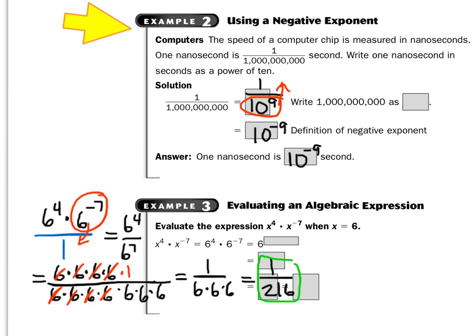Okay, so the first thing we do is write it out. And then we're going to strike out anything that matches. So 6 divided by 6 makes a 1. So these two cancel out, and these two cancel out, and these two cancel out, and these two cancel out. Now remember, I put my invisible 1 here. There's always a 1 outside of the pool, and there's always a 1 inside the pool. Okay, so that gives me 1 on top over 6 times 6 times 6. Well, 6 times 6 is 36, and 36 times 6 gives me 216. So this gives me 1 over 216.